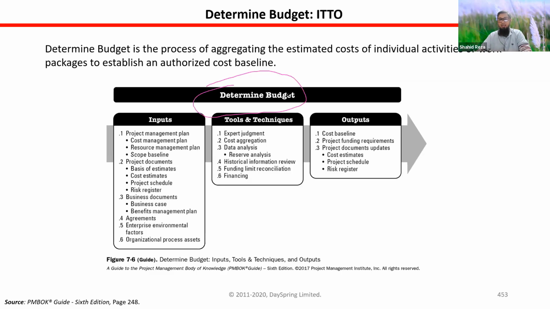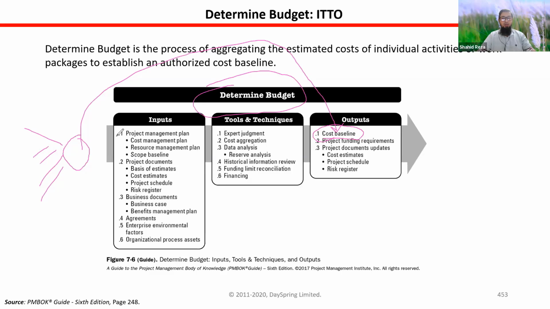Now determine budget is actually accumulating or aggregating everything that we have already found out and finding out the cost baseline or project budget. This is known as cost baseline. That means aggregating all the cost of all the tasks, all the work packages, we will find out the project budget, right? That budget is known as cost baseline. And the process following which we will find out this aggregated value of the total project budget is known as determine budget. All right.